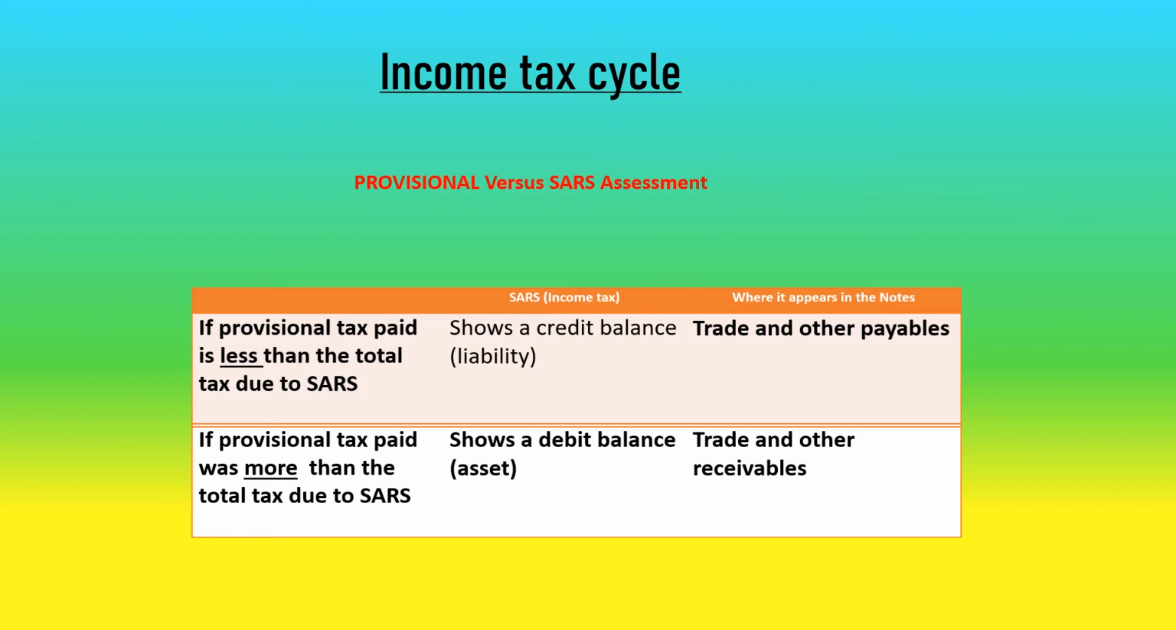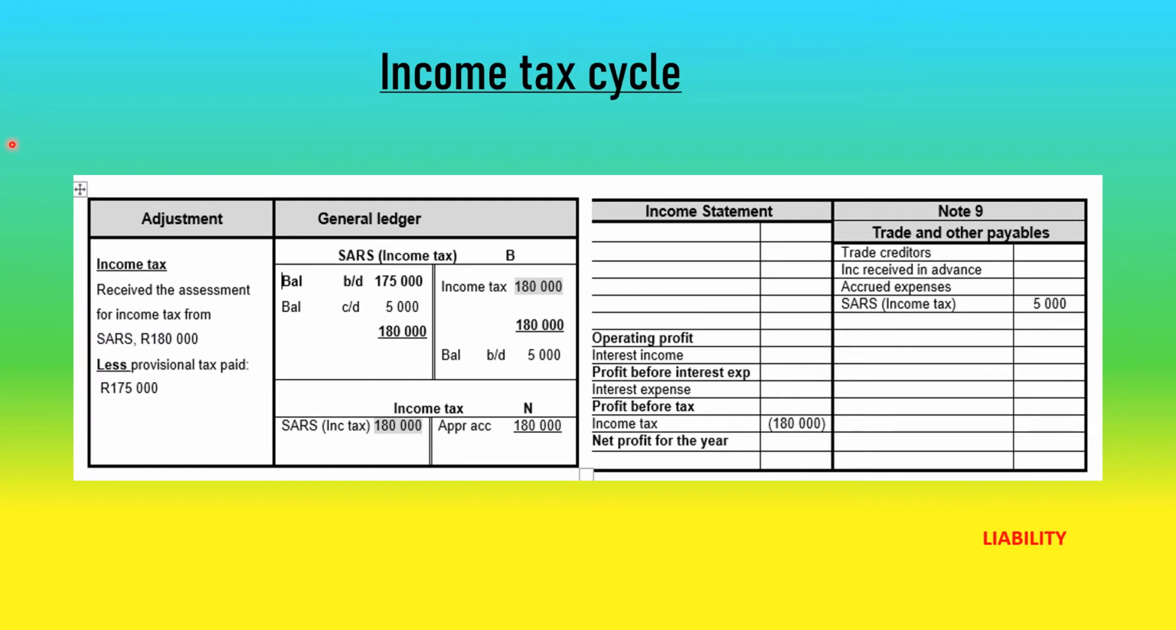Therefore, that will be part of your trade and other payables. You need to pay SARS more. But if your provisional tax, which is your estimate you paid, was more than what SARS actually has to tax you, then you would receive money from SARS, which is an asset, and therefore will form part of trade and other receivables. Here's a quick example where you've received an assessment from SARS of 180,000.